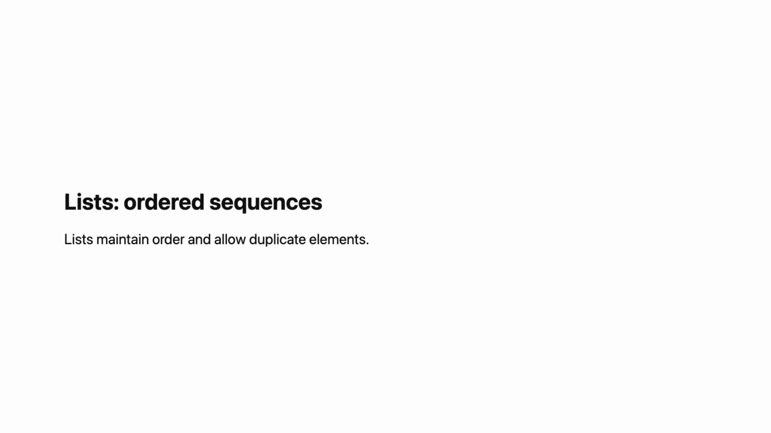A set is an unordered collection of unique elements. No duplicates. Each element appears at most once. If you add an element that already exists, nothing changes. Consider apple, banana, cherry as a set. Order is not guaranteed. You cannot ask for the first element. You can only ask, is this element in the set?